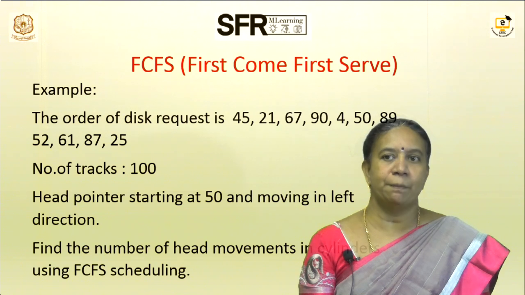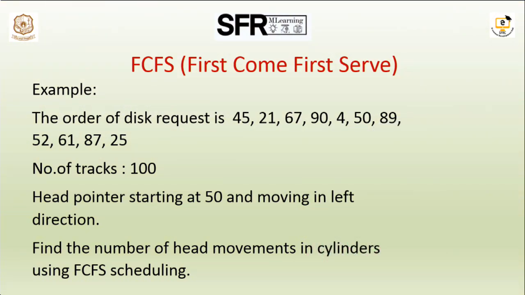Here is an example. In this, the order of disk requests is a series: 45, 21, 67, 90, and so on. The number of tracks in the disk is 100. The starting position of the head pointer is 50. It moves in the left direction. So our problem here is finding the number of head movements in cylinders using the FCFS scheduling algorithm.